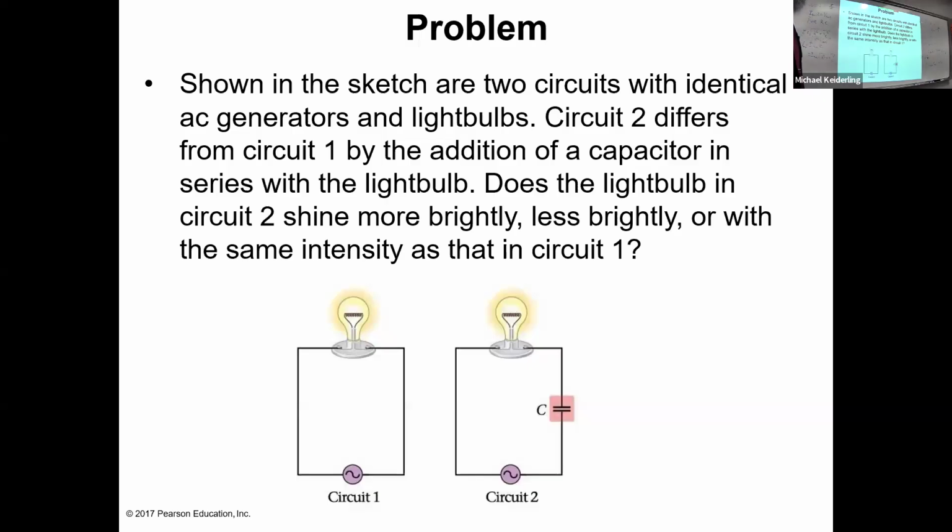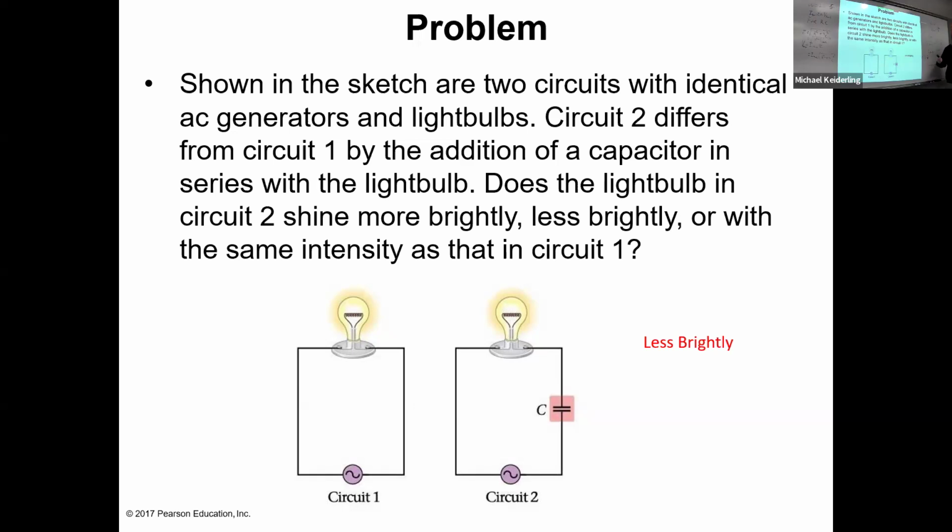So any thoughts? Which of these circuits do you think has the brighter light bulb? The one that has a capacitor added. So circuit one ends up having the brighter light bulb.